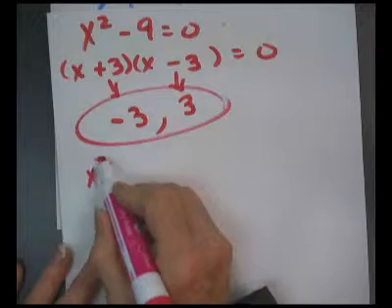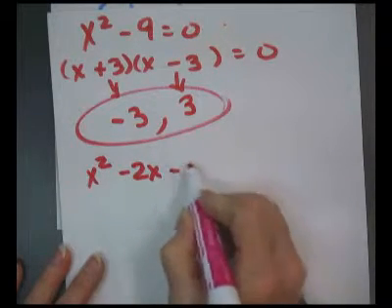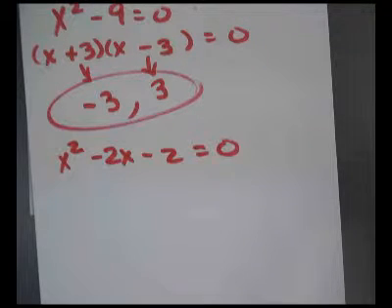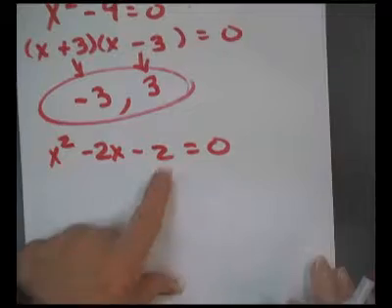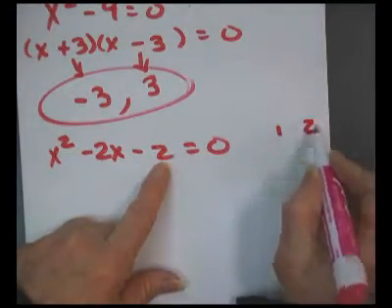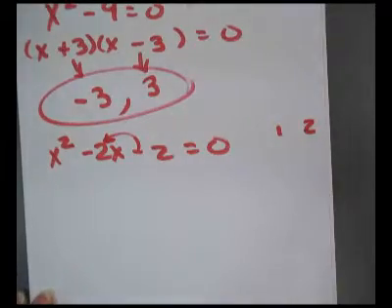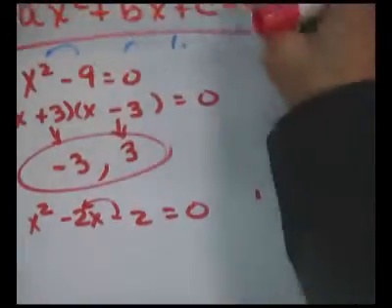Okay, x squared minus 2x minus 2 equals 0. Is that standard form? Yeah, it's equal to 0. The only way to get 2 is 1 times 2. Will that subtract to give you 2? No. We have to use our quadratic formula.